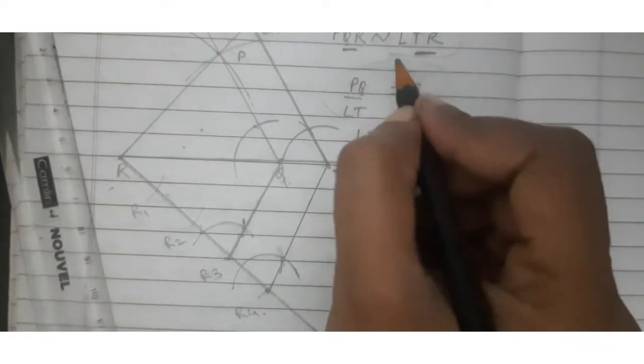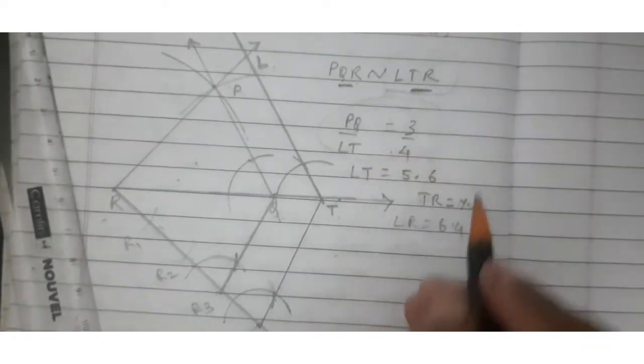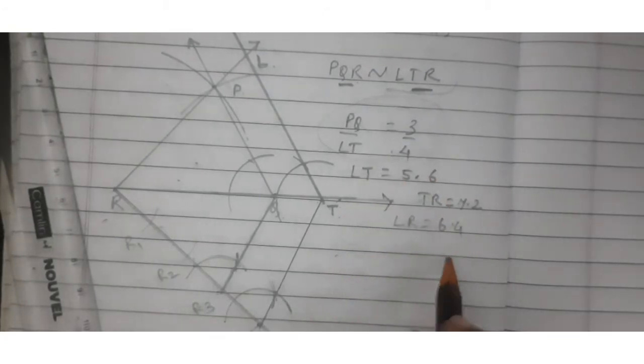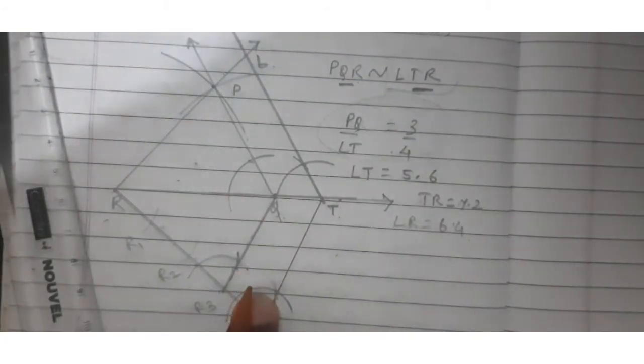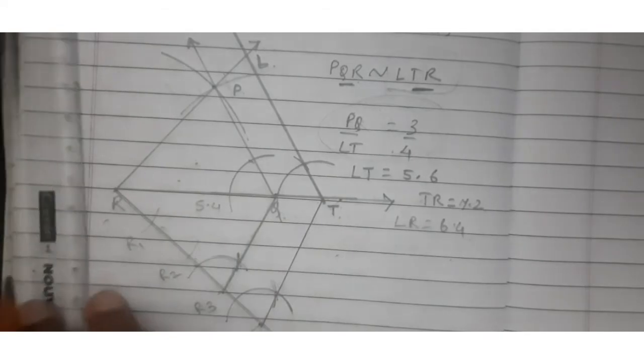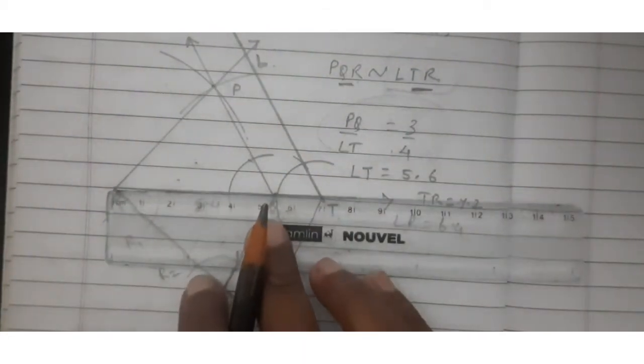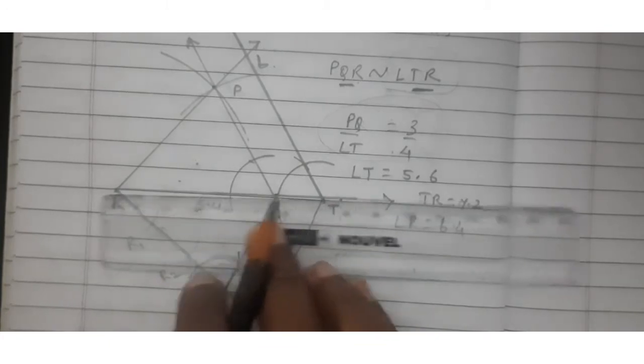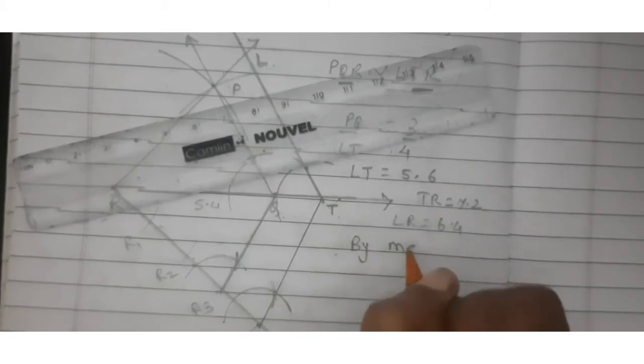After using this ratio to find out the measure of all the sides of this triangle, right? So these are the measures by calculation. Now by measuring it practically, how will it come? Here RT should be nearby 7.2. So by measuring, TR is coming as 7.1 centimeter.